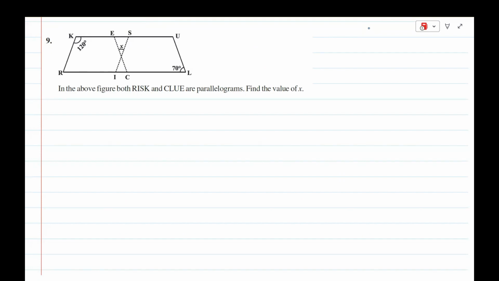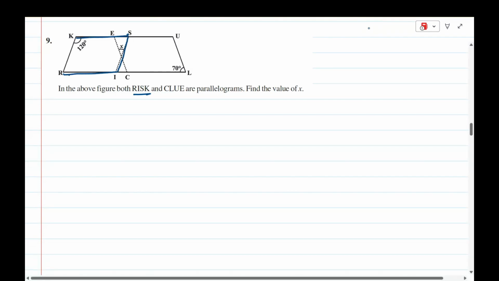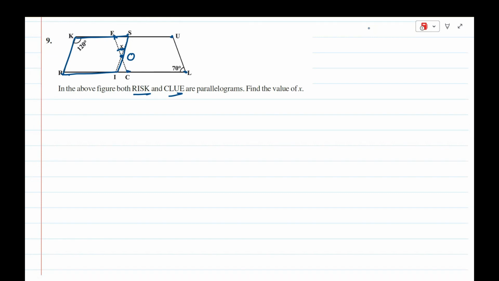Question number 9 says, RISK, that is R-I-S-K, this one. From here to here is a parallelogram. Same way, CLUE, that is C-L-U-E, is also a parallelogram. We need to calculate x, which is somewhere here. Because I need to calculate something at E and this angle x, let's name this point as O. The intersection of EC and IS is O.